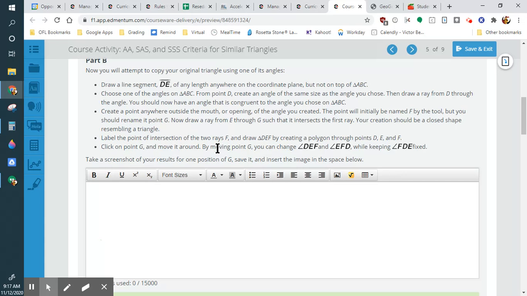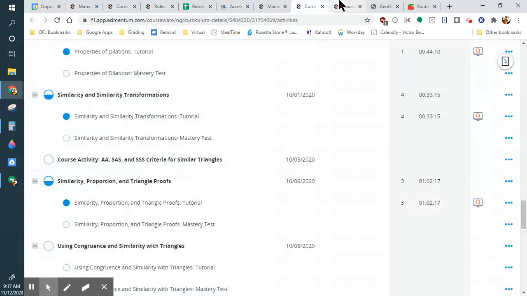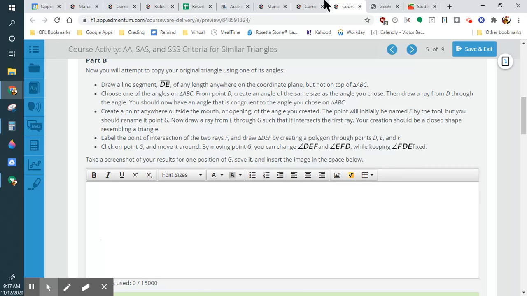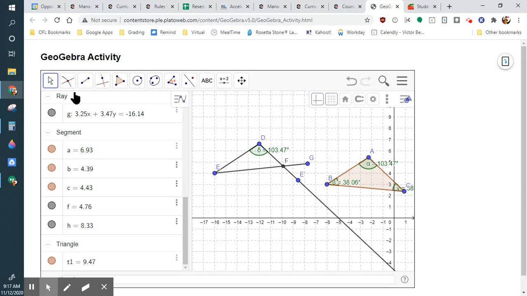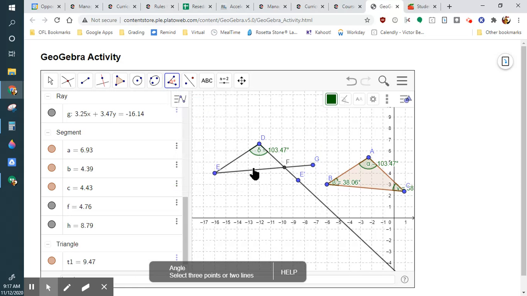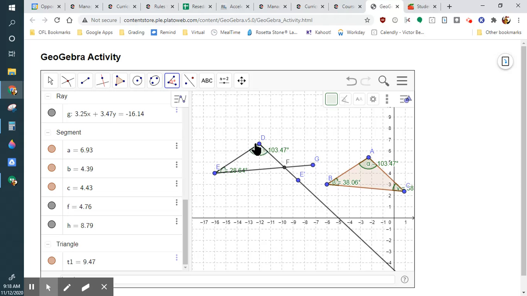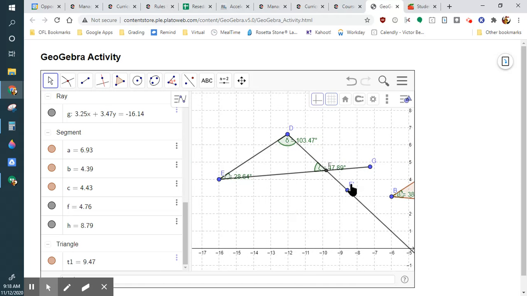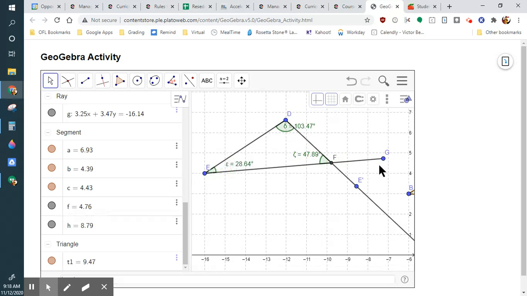Now click on G and move it, keeping the angle fixed. Moving G along the line, you can change angle E and angle F. Oh, I see. While keeping that one fixed. So what they're saying here is we can change these two angles literally by just doing this. So let me show you what I mean by that. So angle, I want angle E, so I want to go counterclockwise. So I want to go from F to D. I want to go counterclockwise, so I want to go from D to E. So if I zoom in, you guys can see it a little better. Let me move these out of the way. So by moving this, these two angles change, but this one stays the same.